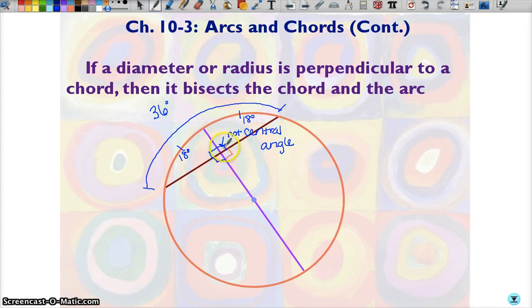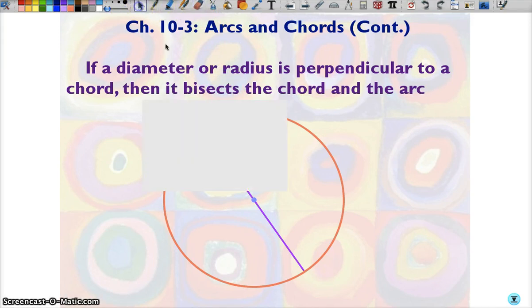And this is what I was telling you in class, is that you have to be careful, because you will start to have angles that are not central. So make sure you're paying attention to where that vertex is. So that would be another theorem.